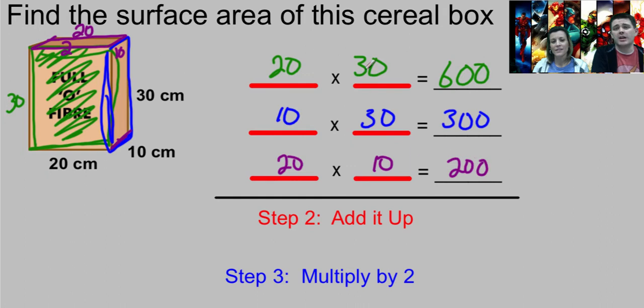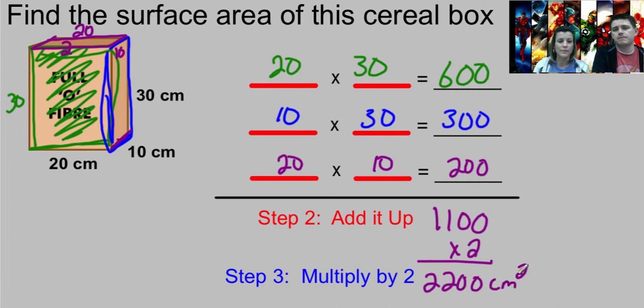A good check, look at the numbers that you're multiplying. Did each number get used twice? I've got 2 30s, 2 20s, 2 10s. It's a good way to double check them. Add them up. We get 1100. Multiply by 2 for the 3 sides we don't see. We get 2200 centimeters squared. Don't forget that multiply by 2 is the easiest part to forget at the very end.